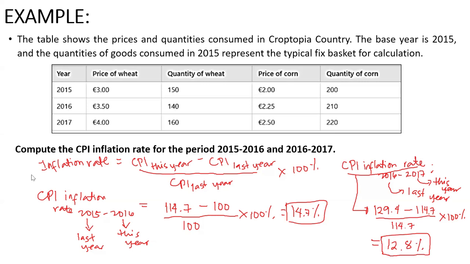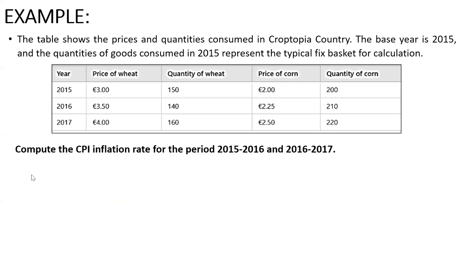Okay, so I hope the concept of the CPI and the CPI inflation rate here are clear. So now let's proceed to the other measure, which is the GDP deflator. GDP stands for the gross domestic product. So here we will be using the concept of GDP in computing the gross domestic product.